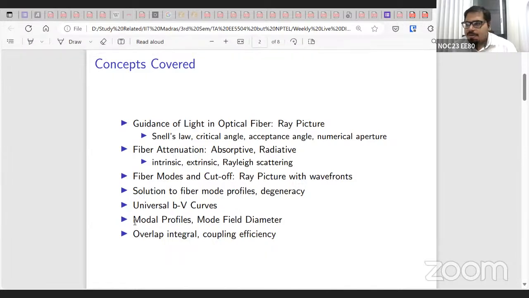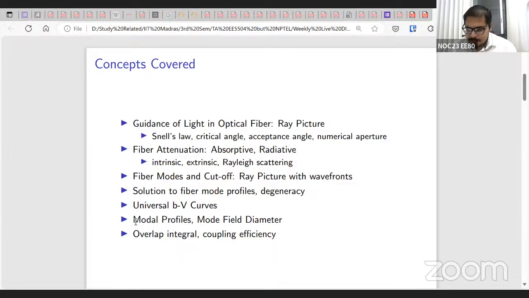And then we talked about how although the radial profiles are actually Bessel functions, we can approximate them using a Gaussian function, especially the LP01 mode, which is the mode supported in single mode fiber. And there we briefly mentioned the concept of mode field diameter, where at what distance the electric field amplitude falls to 1 by e squared of the maximum value. And we talked about Marcuse's relation.